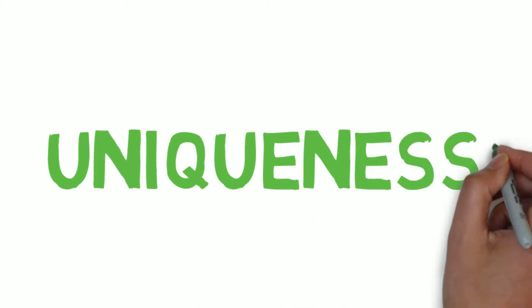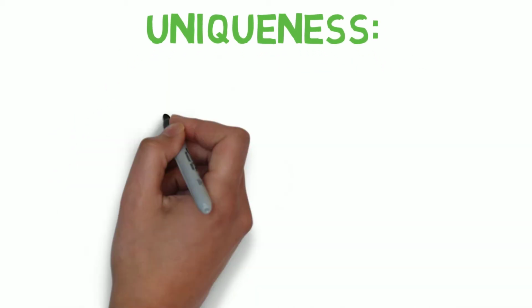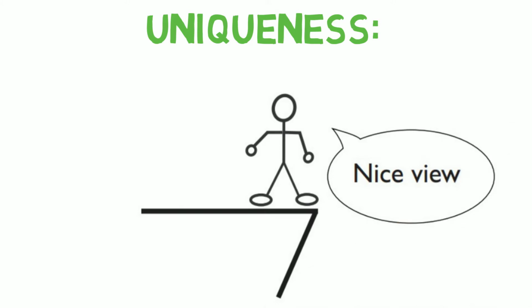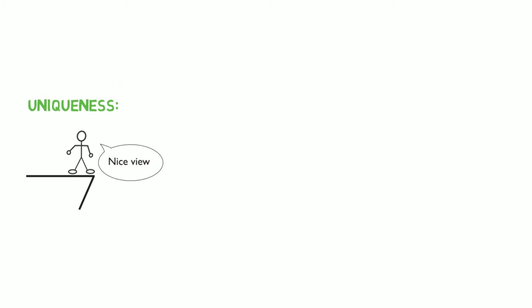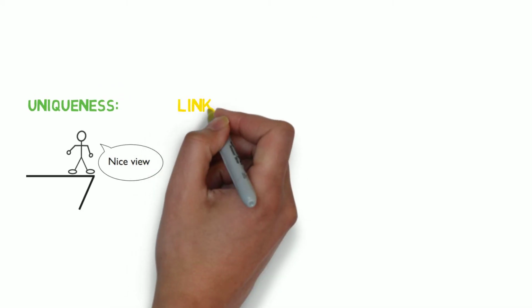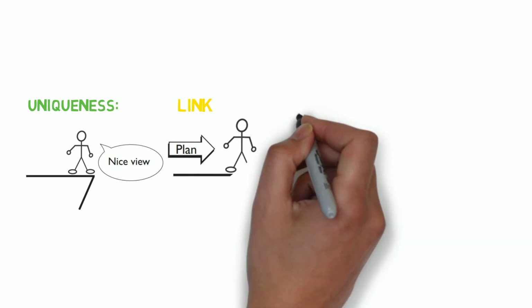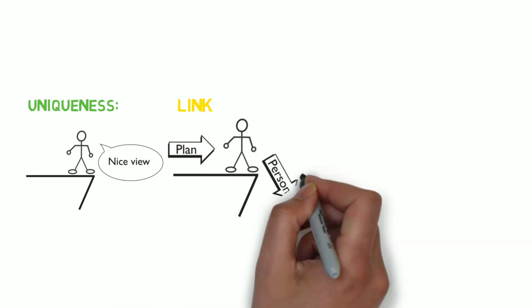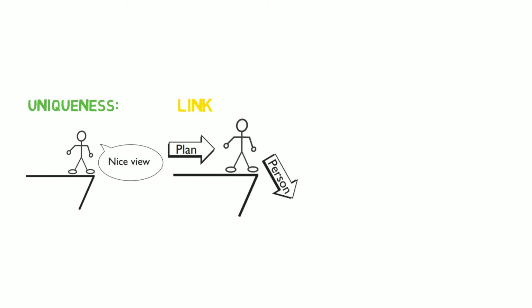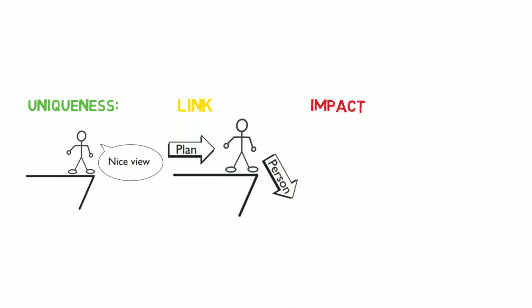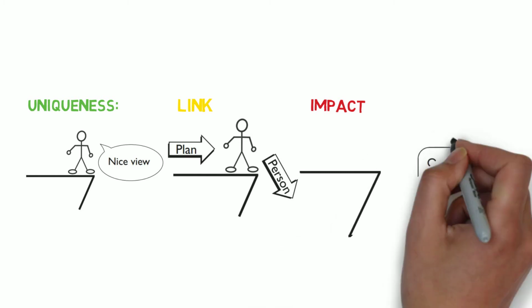Another way to think of this is to think of someone standing on a cliff. For uniqueness, the negative team is saying, right now, the way things are, the person will stay on the cliff. For the link, the negative team explains how the plan will push the person off the cliff. We don't want that. As for the impact, the negative team explains what will happen once the person falls off the cliff. Ouch.